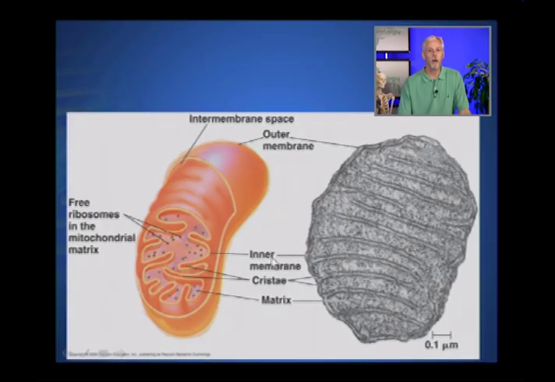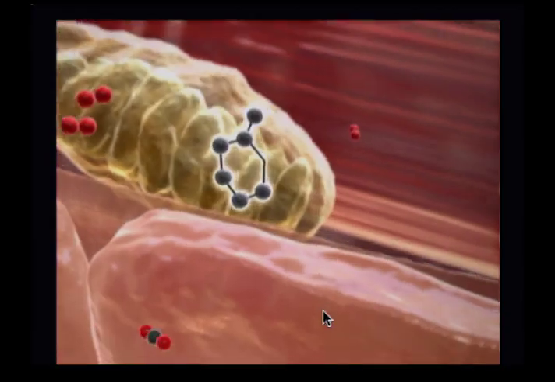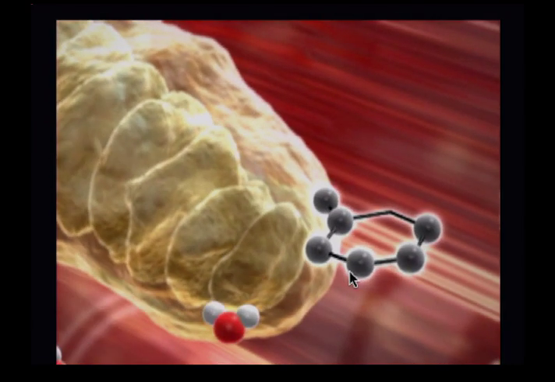Okay, now, glycolysis occurs in the cytoplasm outside of the mitochondria. And I also want to show you a video prepared by our publisher, which is actually really good at showing some of this stuff that we're interested in. So, in the cytoplasm we have the glucose.